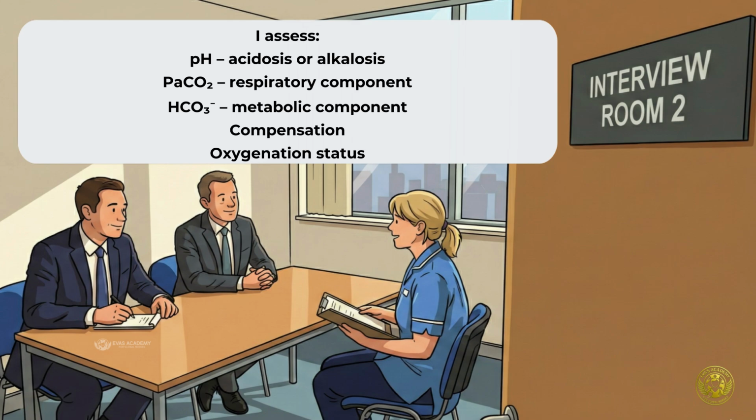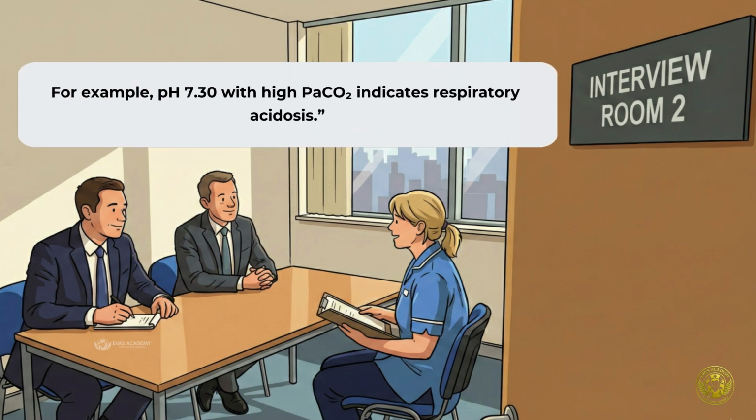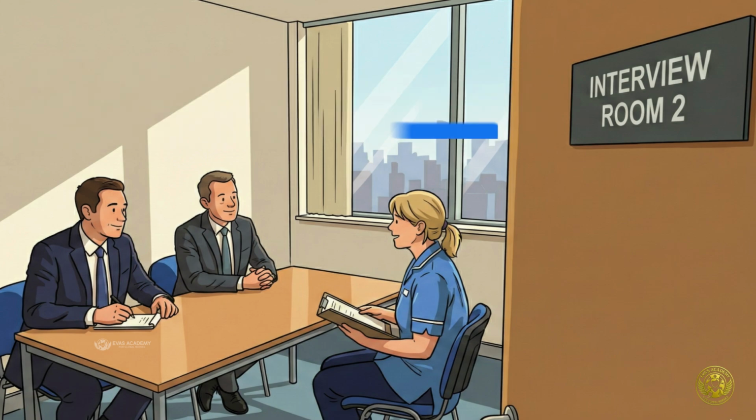Explain how you interpret an ABG. First, pH: acidosis or alkalosis. PaCO2: respiratory component. HCO3: metabolic component. Compensation. Oxygenation status. For example, pH 7.30 with high PaCO2 indicates respiratory acidosis.